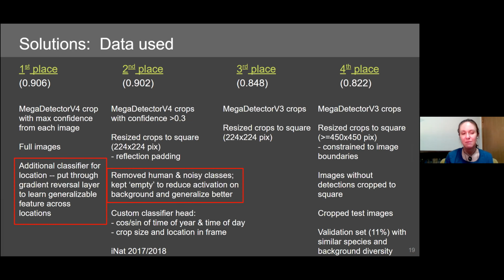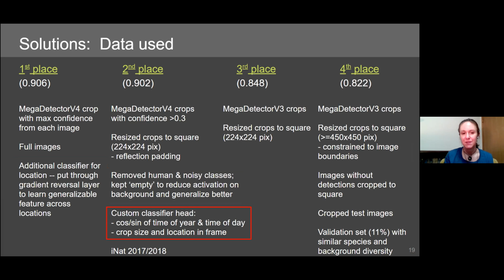So the first place team added an additional classifier for location proxy, so camera ID essentially. They duplicated camera ID and then ran that additional classifier through a gradient reversal layer in order to help their model learn more features that generalized more across the different locations. The second place team's method of helping their model to generalize more was to remove the human and the noisy classes, but then they kept the empty ones in order to reduce the activation of their model on the background.